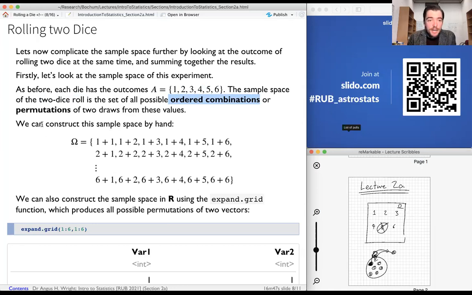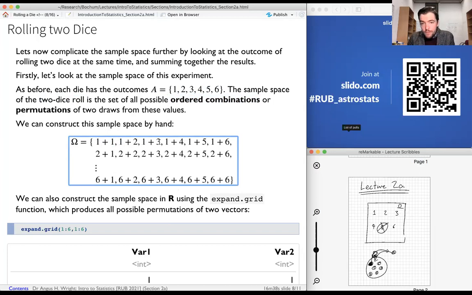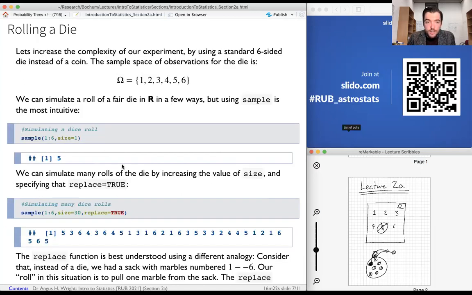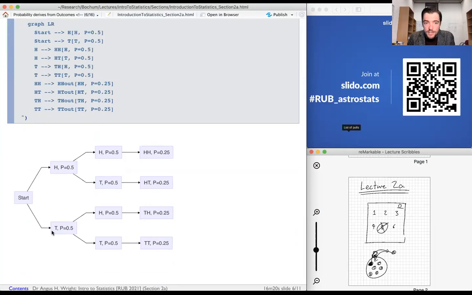So the sample space we can construct by hand is 1 on the first die and 1 on the second die, or 1 on the first die and 2 on the second die, 1 on the first and 3 on the second, etc., or 2 on the first die and 1 on the second die, etc., all the way through until we get to 6 on the first die and 6 on the second die. So this is the sample space of all possible outcomes. You can imagine constructing this sample space in exactly the same way that we constructed this tree here, but with 6 possible outcomes at each junction. Right?